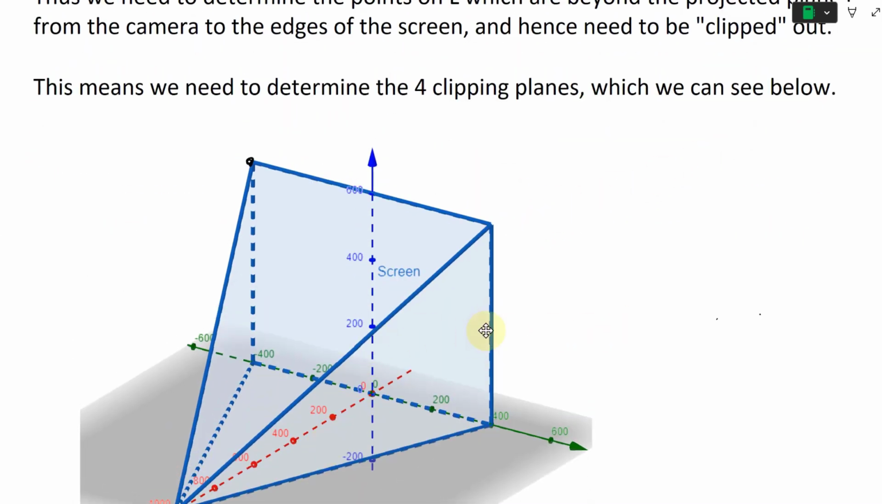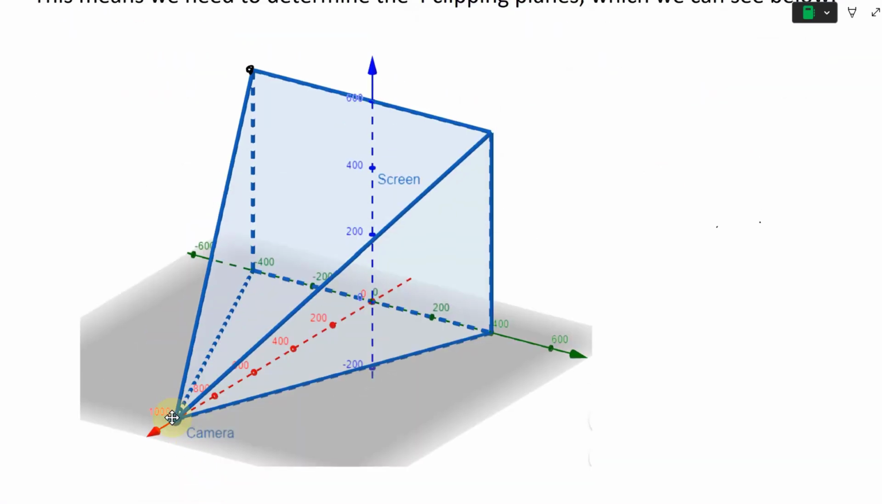Alright, and here are just the 4 clipping planes, which you can create in GeoGebra, just by putting a polygon from the camera to the vertices of the screen. Basically, I'll put the coordinates here. I was going to draw it out manually earlier, but it's going to take a bit too long, especially when we have a powerful graphing calculator like GeoGebra.